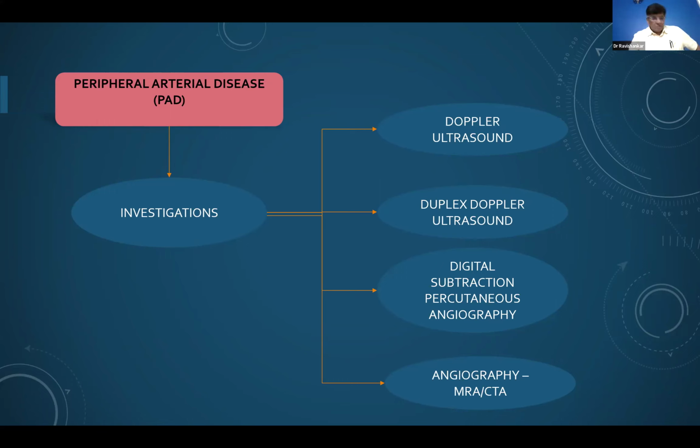Now you talked about the Fontaine system, and the other one is Rutherford's classification. But there is a new classification which helps to quantify the disease and manage the disease. Does anyone know of the new system? It is not actually new, it's 10 years old.